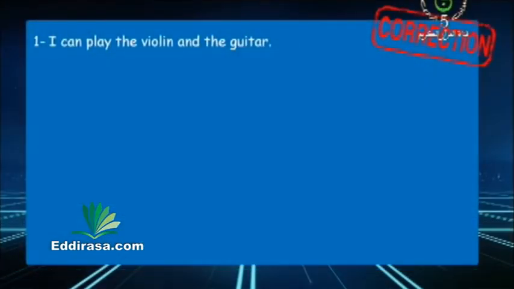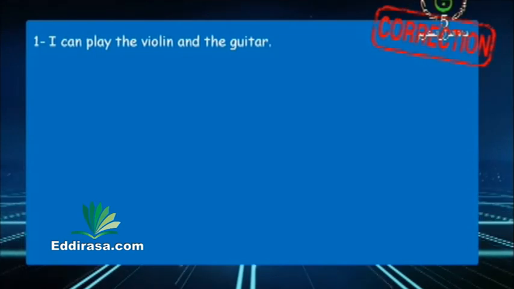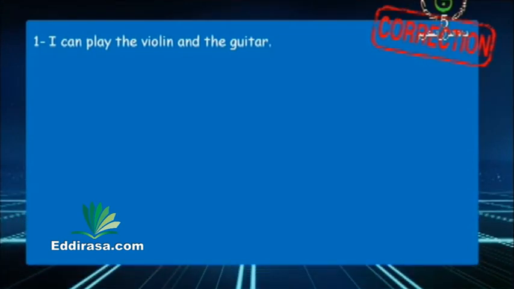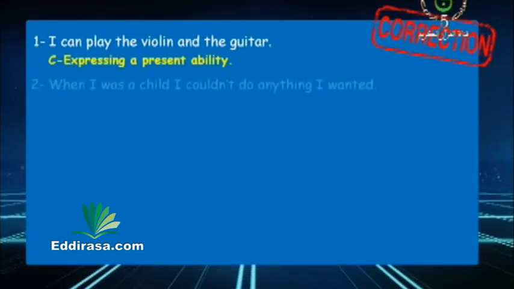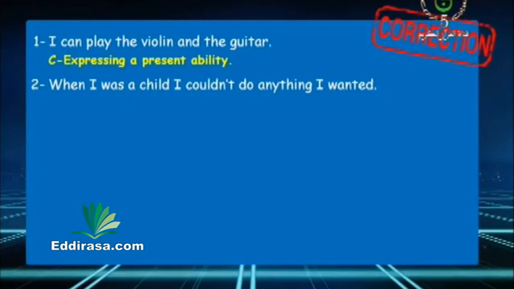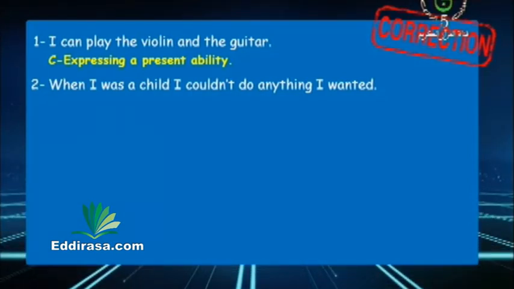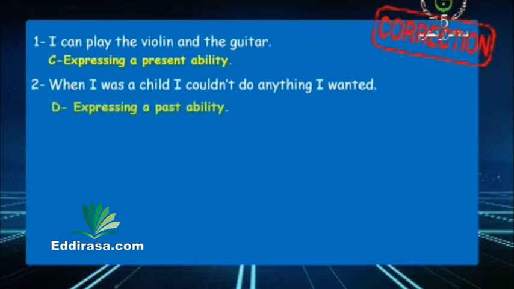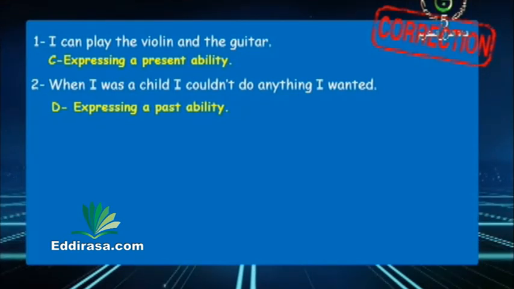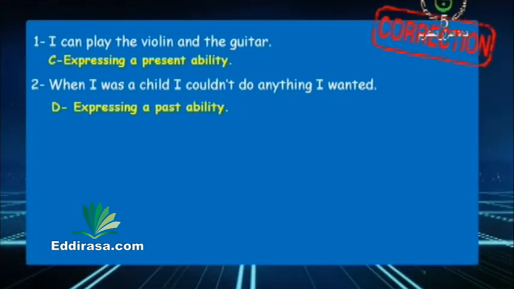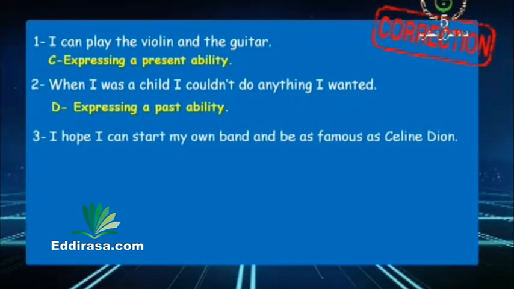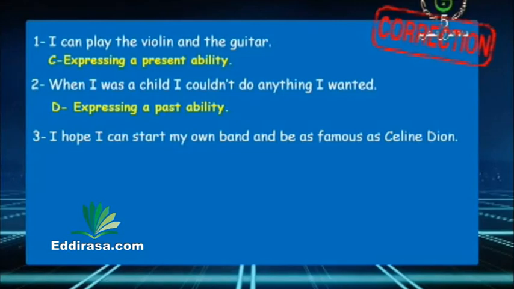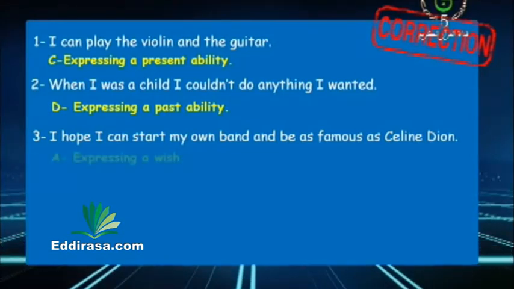Follow me now. Number 1, I can play the violin and the guitar. So here, the function is clear: expressing a present ability. Number 2, when I was a child, I couldn't do anything I wanted. So here, it is obvious too that we are expressing a past ability. Number 3, I hope I can start my own band and be as famous as Celine Dion. So here, of course, we are expressing a wish.